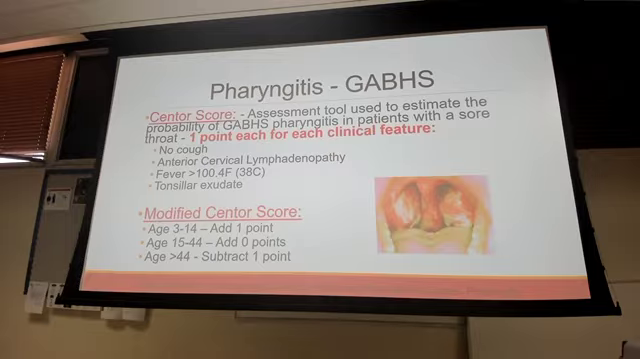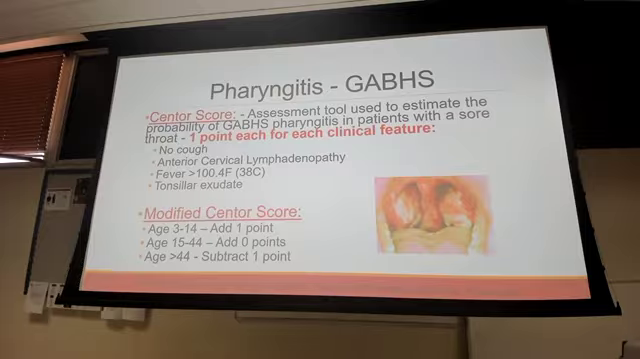Okay, so we're specifically talking about strep pharyngitis. The Centor score and modified Centor score, these are assessment tools that we can use to determine our treatment for a patient that we suspect has strep pharyngitis or strep throat. All right, so with this criteria, the patient gets 1 point for each of these: no cough, tonsillar exudate, anterior cervical lymphadenopathy, and if they have the fever over 38 degrees Celsius. And we'll talk about what drives the treatment.